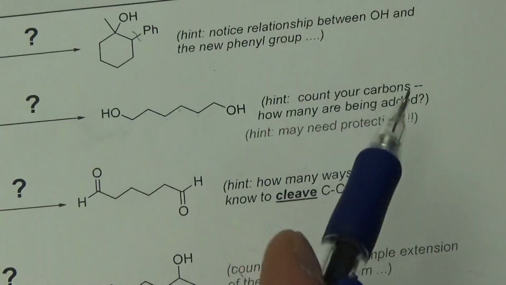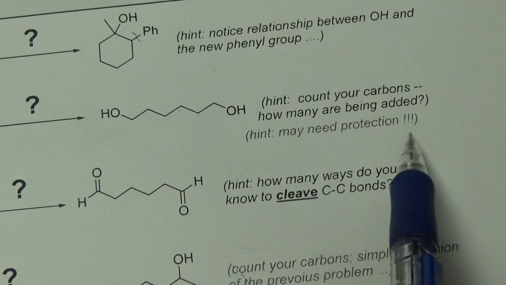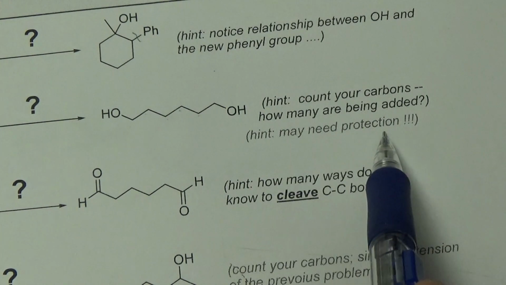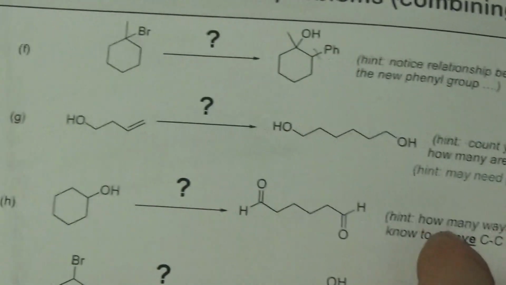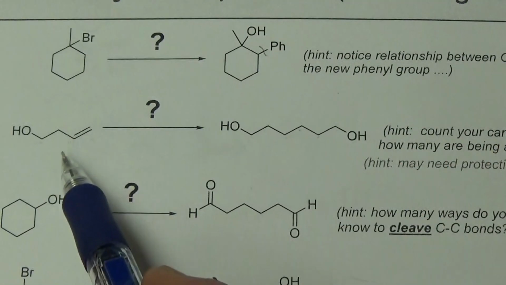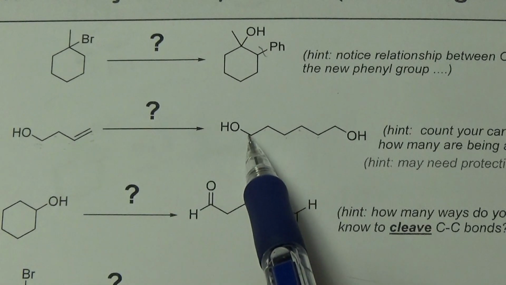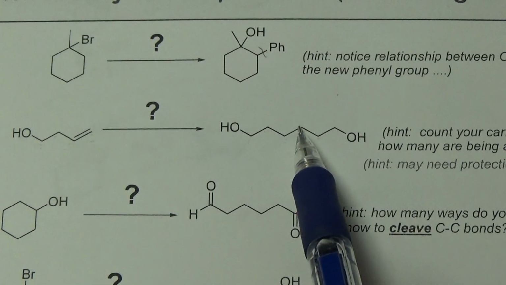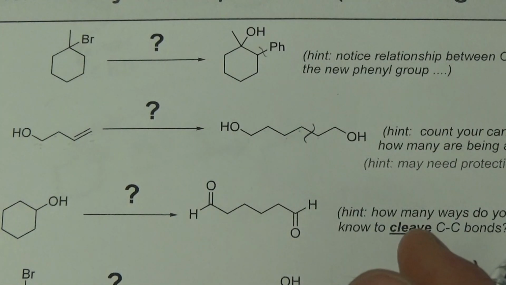Hint says count your carbons, how many are being added, and then we might need protection. That's probably going to be the case. And why do I say that? Well, if I just count these 4 carbons, 1, 2, 3, 4, and I say those are probably these carbons, 1, 2, 3, 4, that means we're adding 2 carbons.